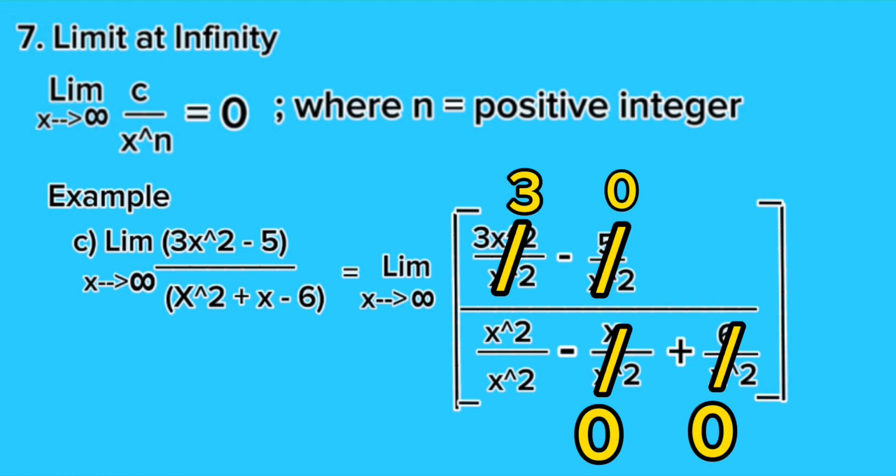Since x squared over x squared is equal to 1 and the limit of 1 as x approaches infinity satisfies the property of limit number 1, therefore the answer will be 1. And our final answer will be 3.